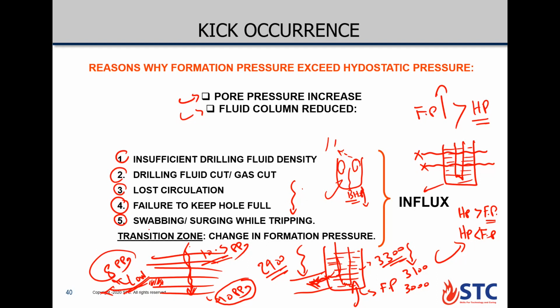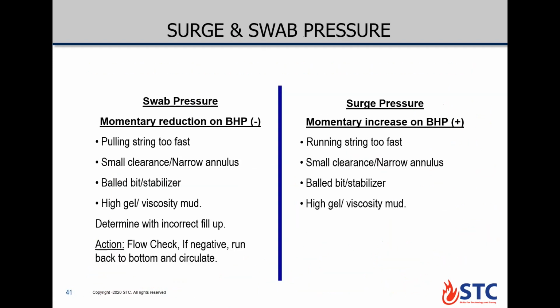Transition zone is a change in the formation pressure. So once you are drilling a formation and you notice, for example, your ROP, rate of penetration, has a sudden jump, for example, from 45 feet per hour to 46, 47, 50, 55. This may be an indication you have transitioned from normal formation pressure to abnormal formation pressure, so you need to make a flow check. And this is what we're gonna talk about here for surge and swab.